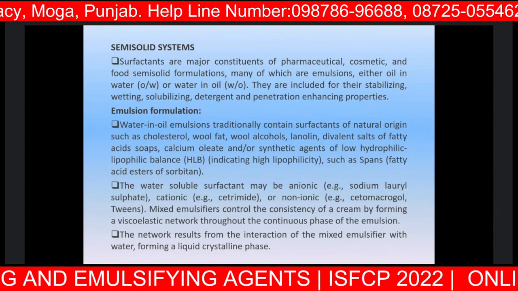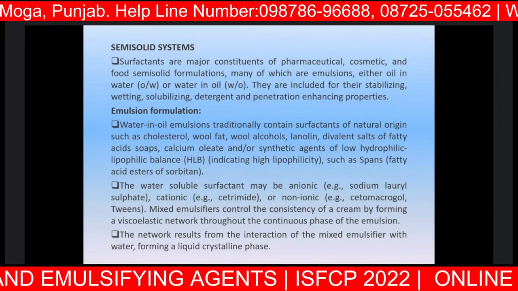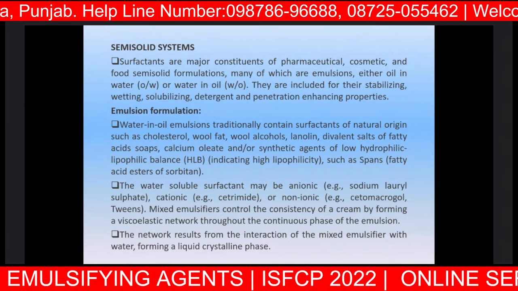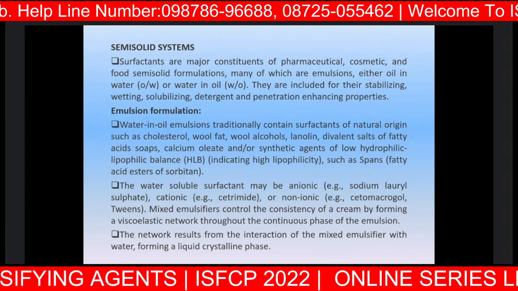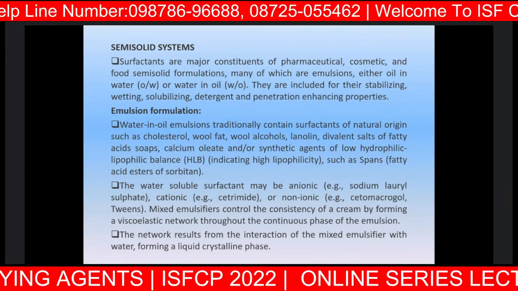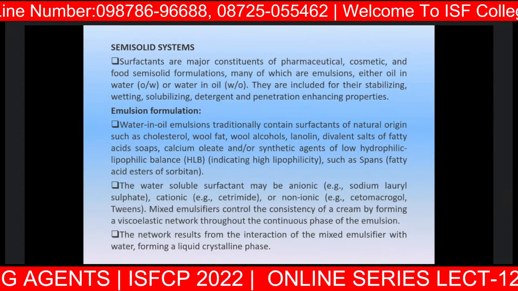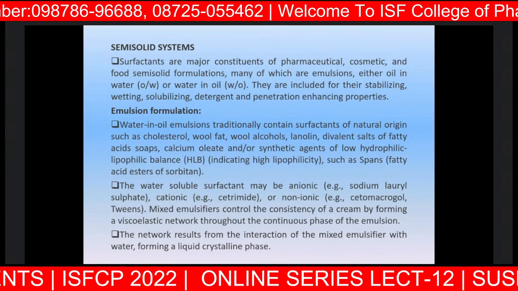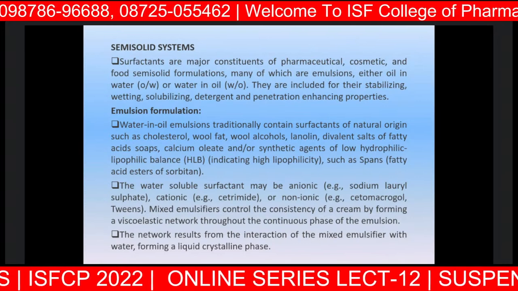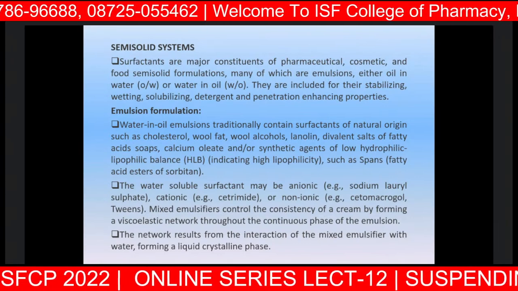In case of emulsion formulation, the water in oil emulsion traditionally contains surfactants of natural origin, such as cholesterol, wool fat, wool alcohol, lanolin, divalent salts of fatty acids like calcium oleate, and other synthetic agents of low hydrophilic lipophilic balance, such as Span.